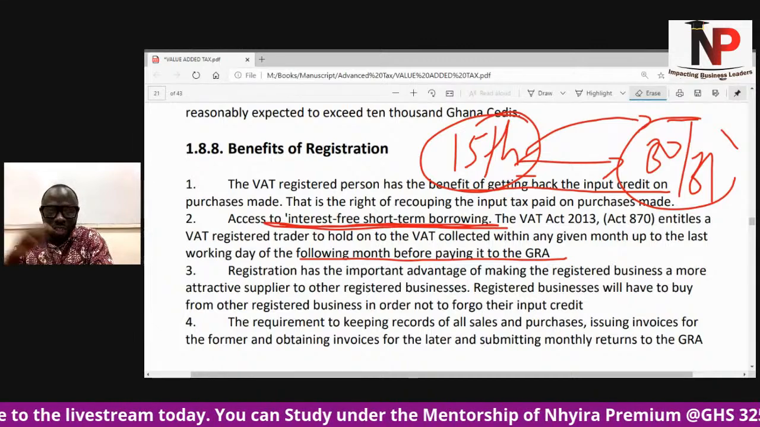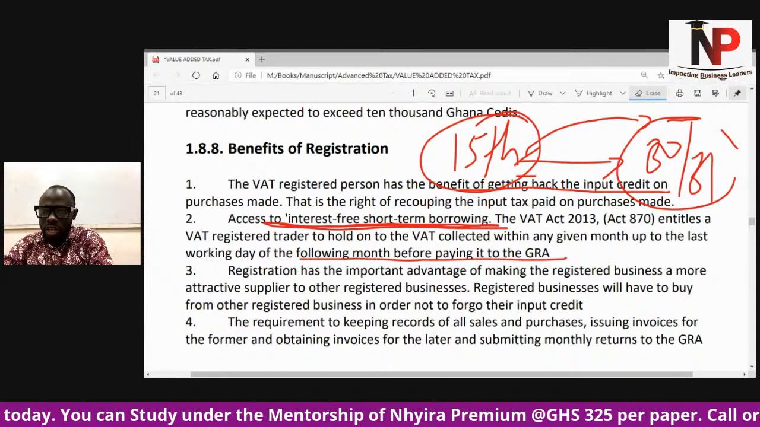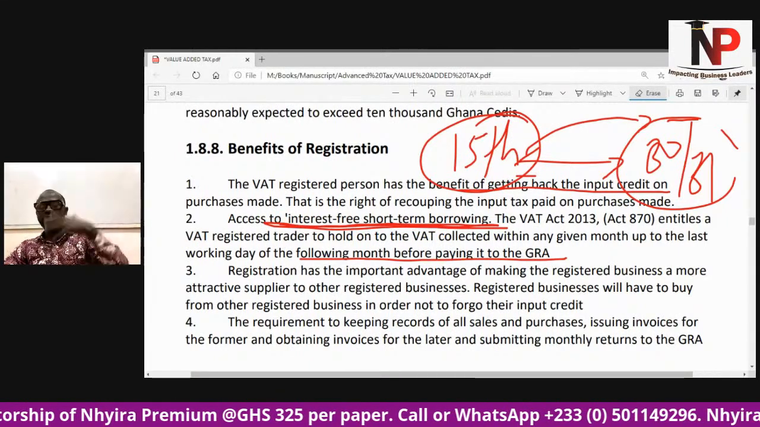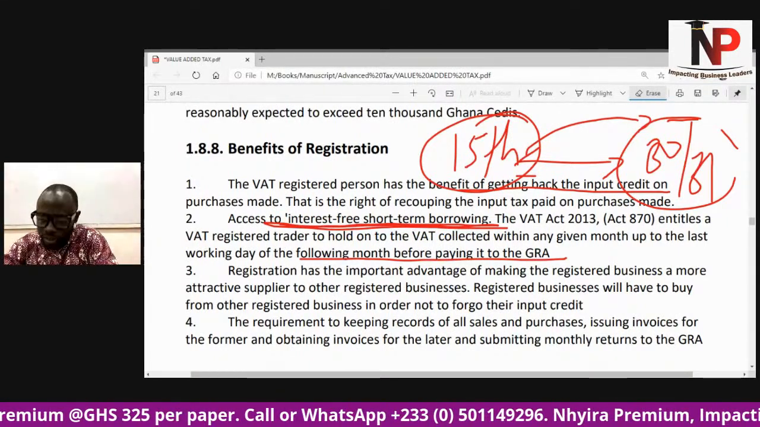Three, registration has the important advantage of making the registered business a more attractive supplier to other registered businesses.